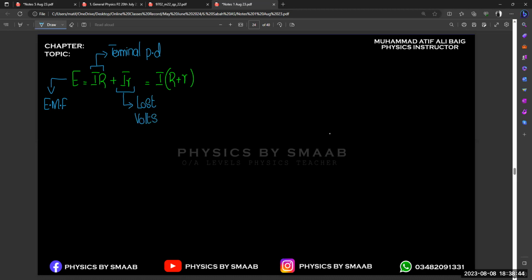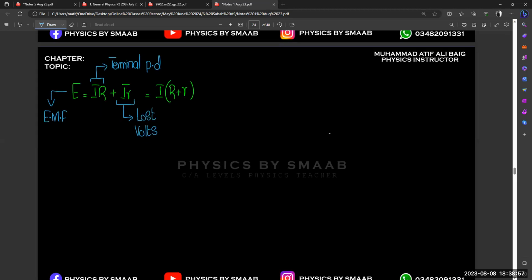Okay, so this is the formula, right? For the second term, the current is separated, so that is a single value of current. Then R is the external resistance or the load, and this small r will be the internal resistance. Clear? Any confusion?